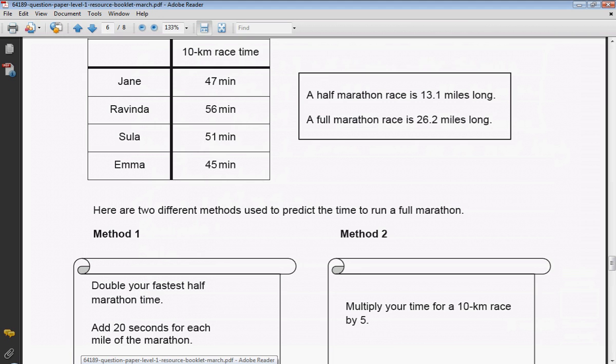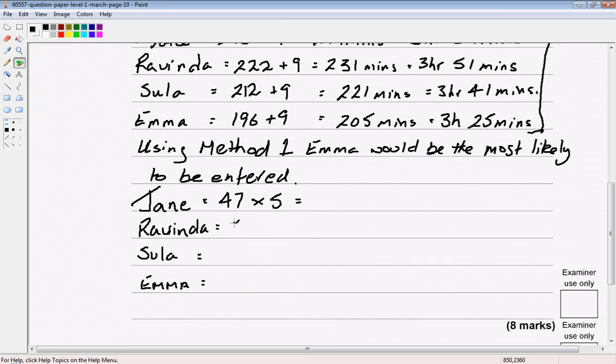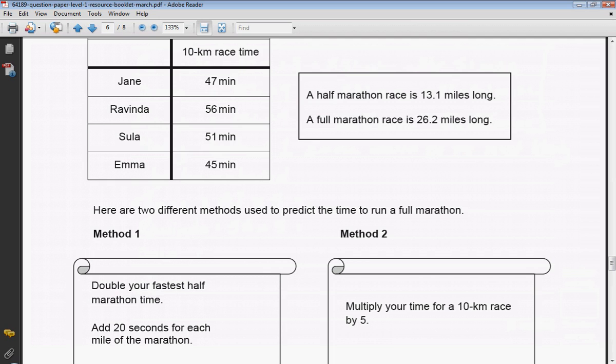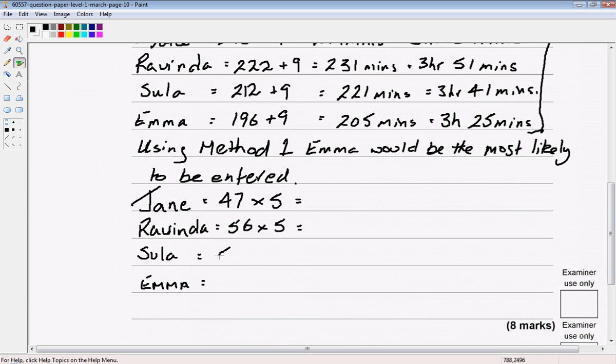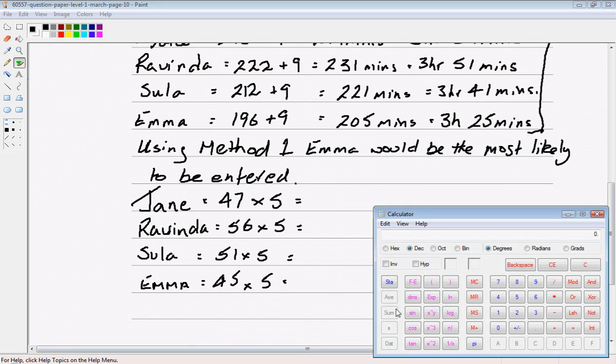Ravinder 56 minutes, so 56 multiplied by 5. Sula 51 minutes, and again we multiply by 5, and so on. So we have 45 times 5, and you can probably see that Emma is going to have a lower time than everybody else, but we still have to go through the motions.